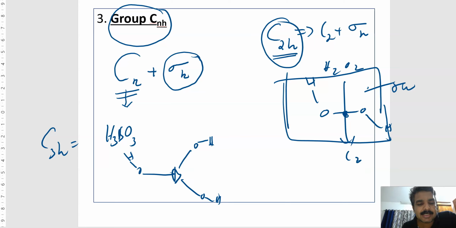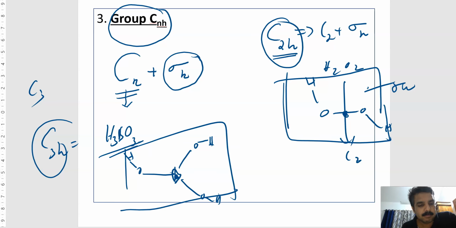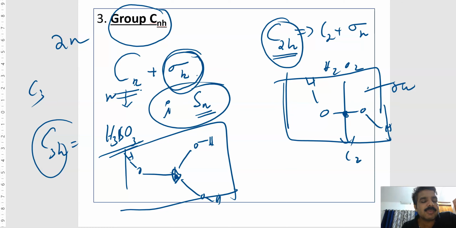Okay, and this planar sector has another, non-planar sector that belongs to the C3 point group. But planar H3BO3 belongs to the C3h point group. There is a C3 axis passing through the center of this boron and perpendicular to this plane, and there is a sigma h plane. The order of this point group is also 2n, because Cn contains n symmetry operations, and Cn plus sigma h generate other symmetry operations like i and Sn, etc. So the total number of symmetry elements will be 2n in this case also. And that is Cnh.